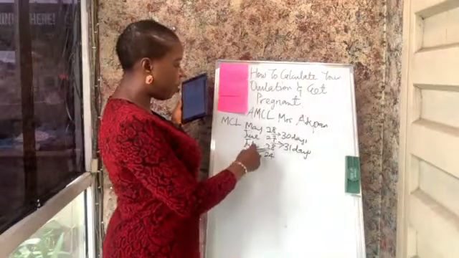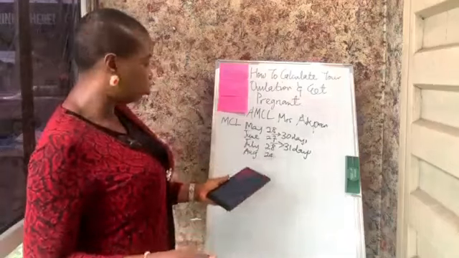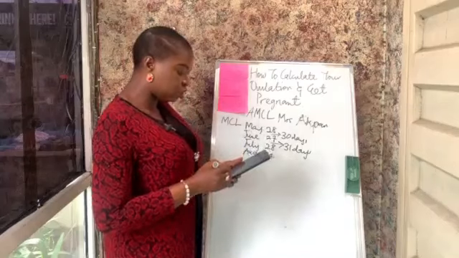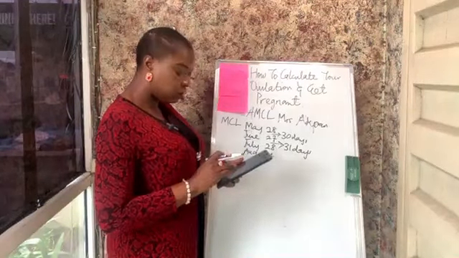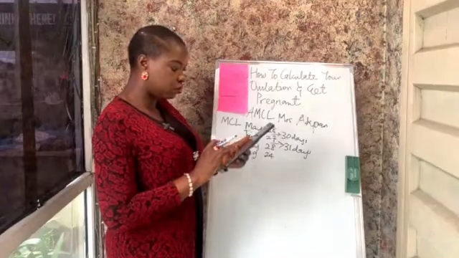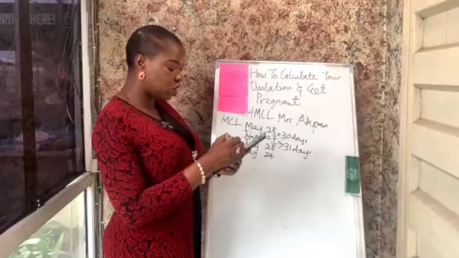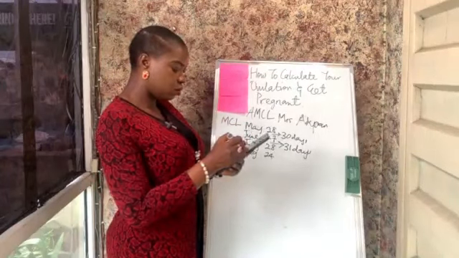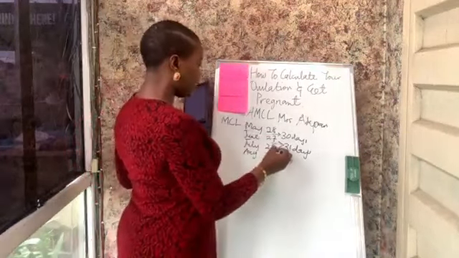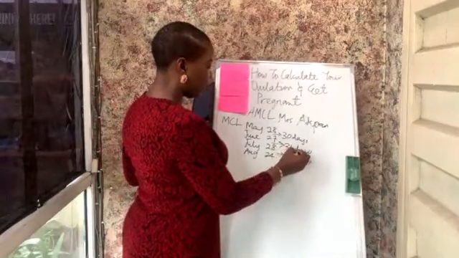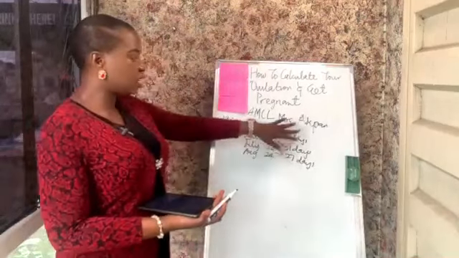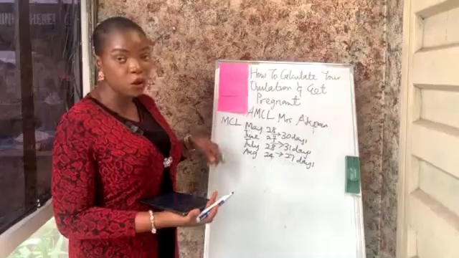Then for July 28th to August 24th, let's look at that. July 28th was on a Friday. So this will be 7, 14, 21, 22, 23, 24, 25, 26, 27. So to yesterday that her menses came, it took 27 days. So these are Mrs. Akpan's menstrual cycle lengths.